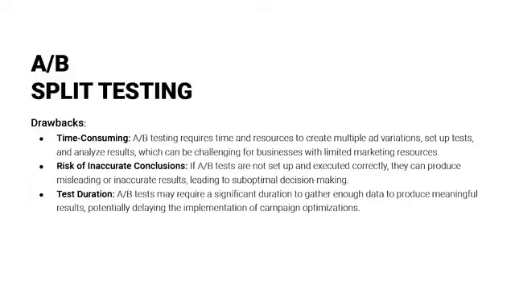Test duration. Now, with Meta or Facebook's functionality, the A/B test may require significant duration to gather enough data to produce meaningful results, potentially delaying the implementation of campaign optimizations. So if you're going to run an A/B split test just on your own manually, you can start and stop it at any time. But when you're running it through Meta at the campaign level, essentially what's going to happen is they're going to force you to run your campaign long enough to produce enough statistical relevance. So it's going to take some of the control out of your hands, but on the other side of it, it's also going to limit how much you can change during the test.